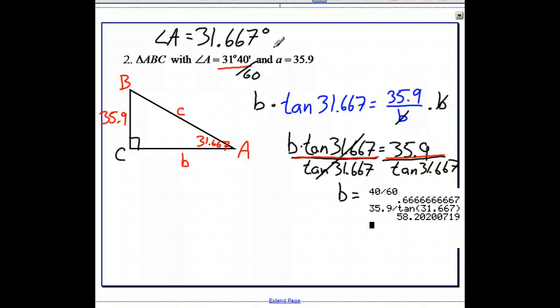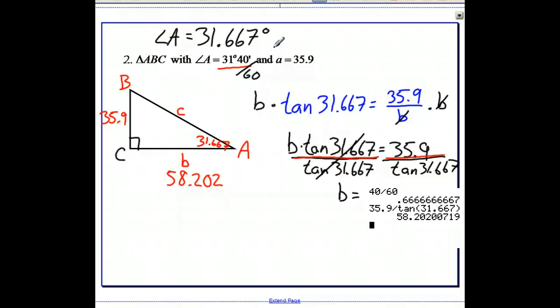So we have B as 58.202. We've got two of our sides. Hey, look at that. We have A and B. We could just use the Pythagorean theorem and find C. But for the sake of having fun, let's continue to use our trig functions.